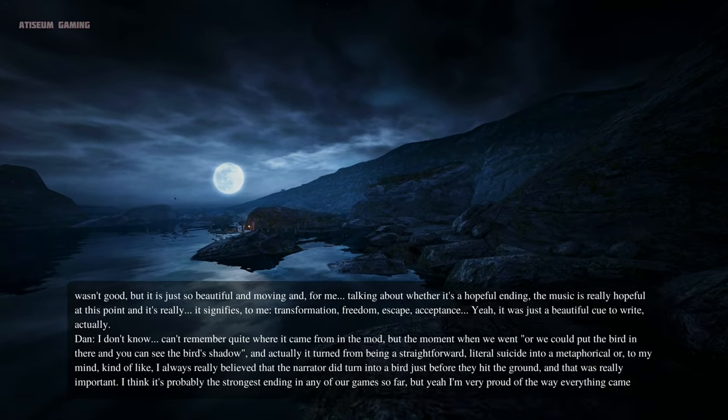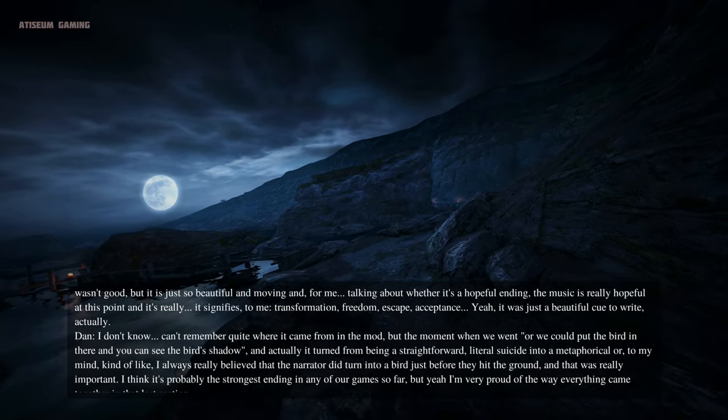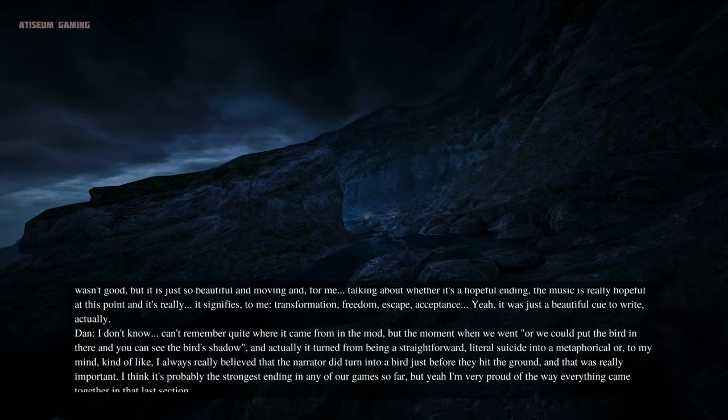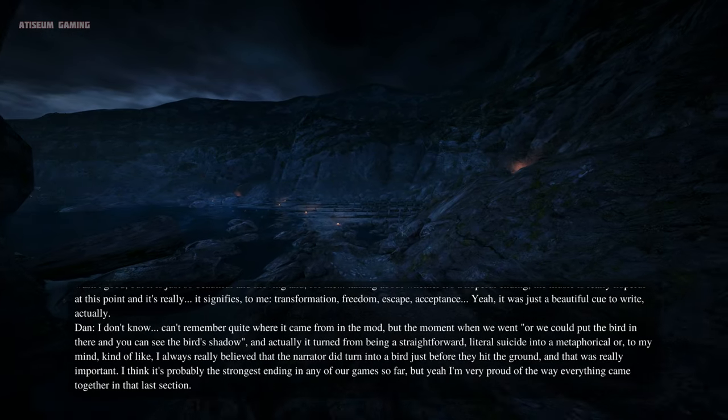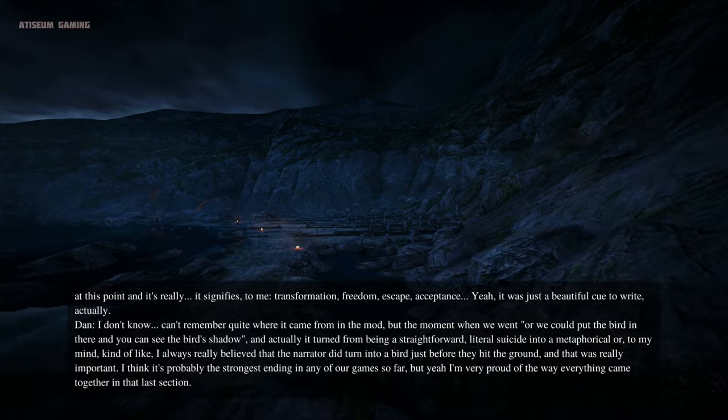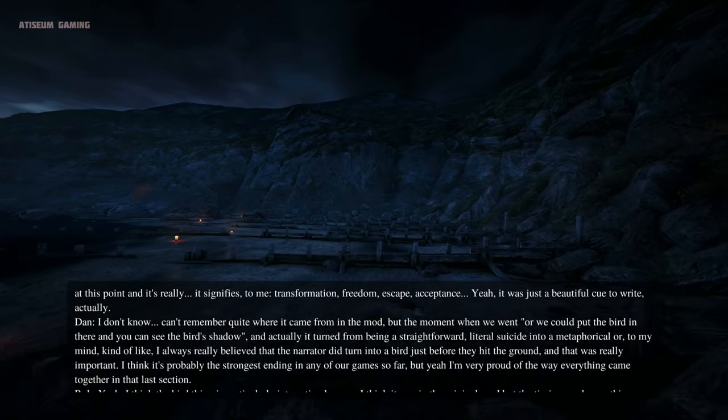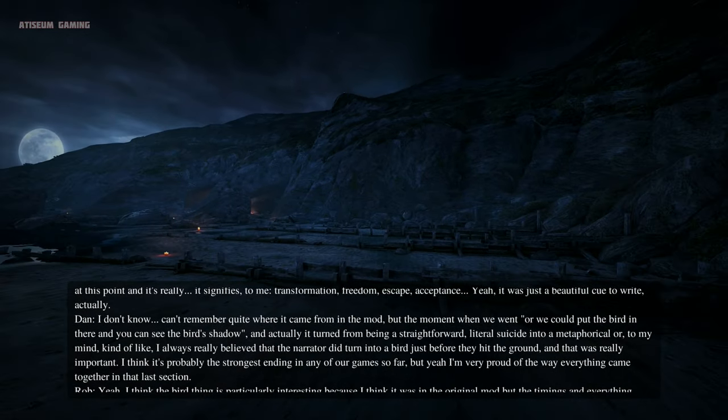And for me, talking about whether it's a hopeful ending, the music is really hopeful at this point, and it signifies to me transformation, freedom, escape, acceptance. Yeah, and it was just a beautiful cue to write, actually.